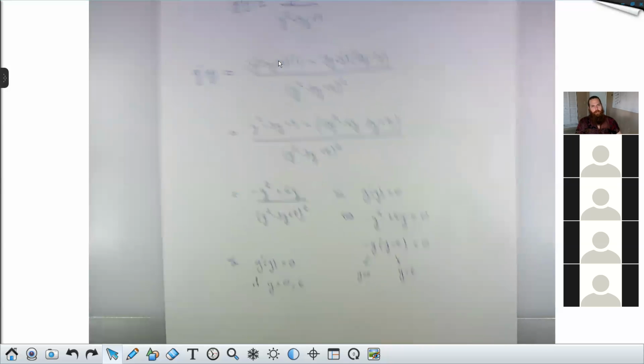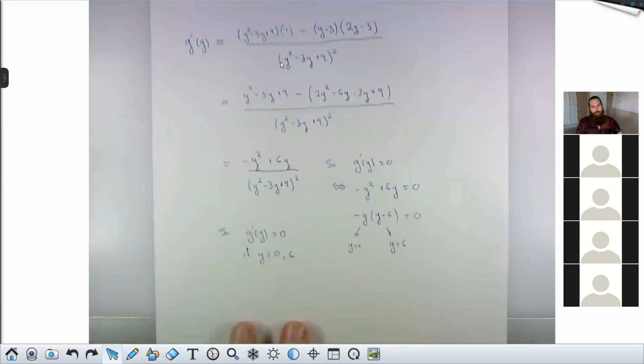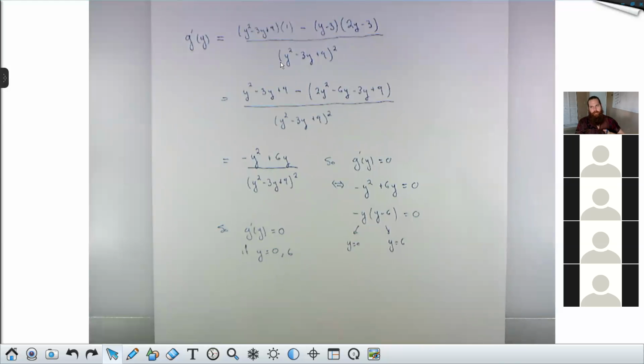So remember what the definition of a critical number is. It's anywhere that the derivative is 0 or undefined, but also in the domain of the original. So this is it. My critical numbers are 0 and 6.